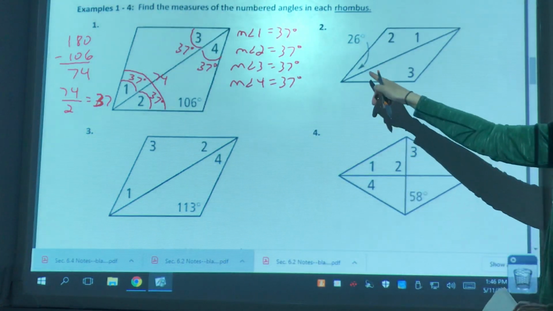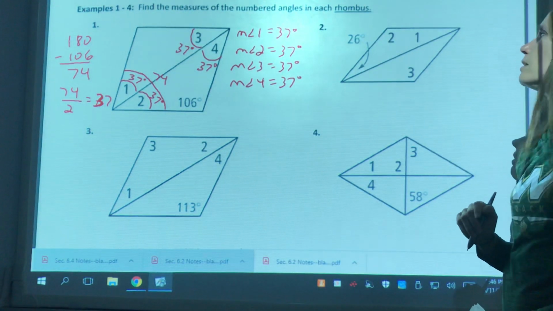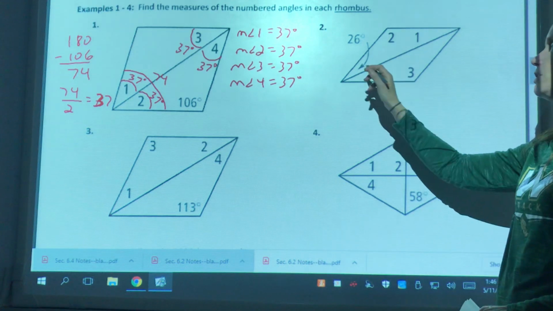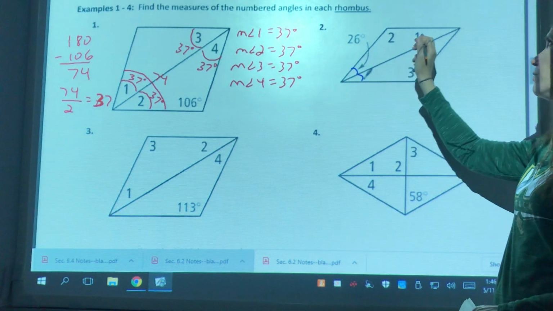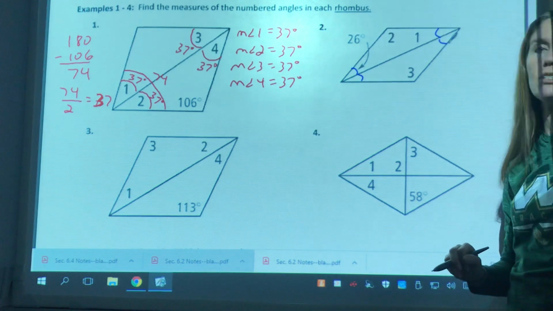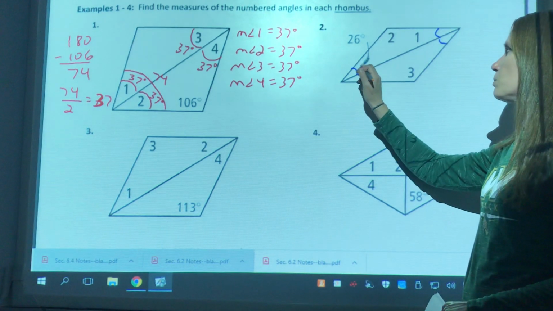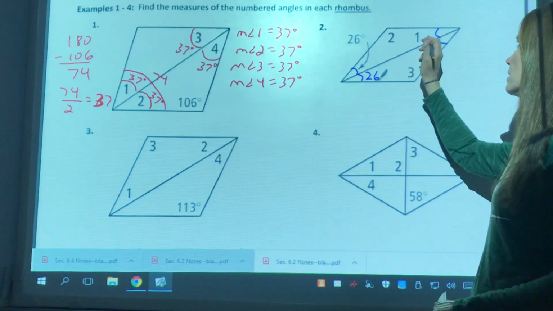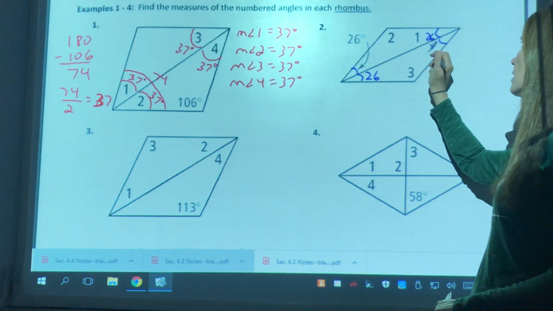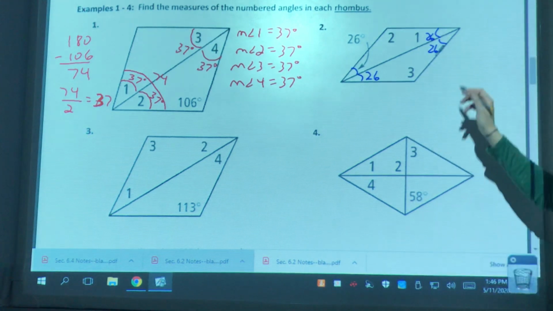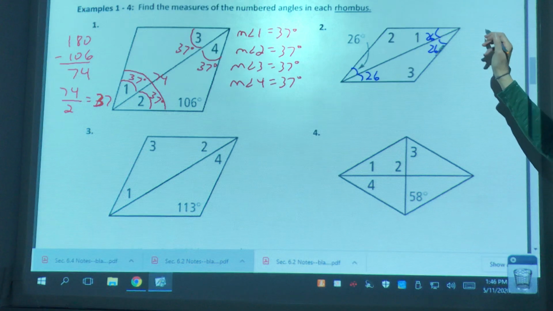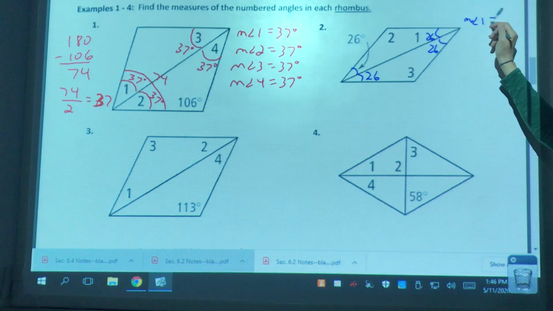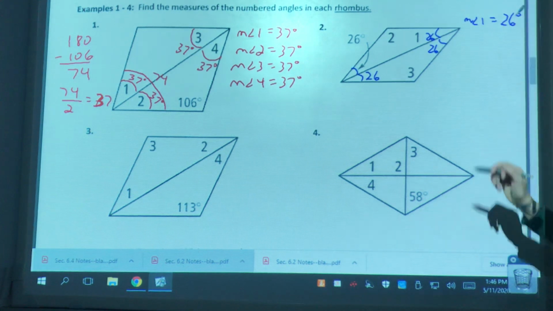I can see that this angle is 26, okay? And so again, just like we just said a second ago, I know that all 4 of these angles must be congruent to each other. So if this one is 26, I know that one's 26, I know that one's 26, and I know that one's 26. So that helps me answer the fact that measure of angle 1 is equal to 26 degrees.